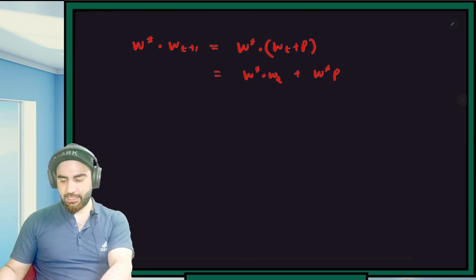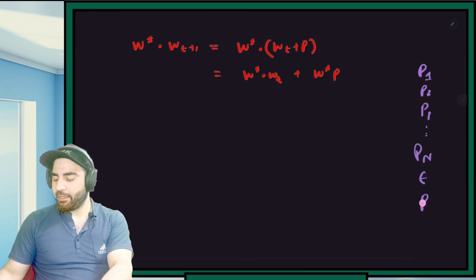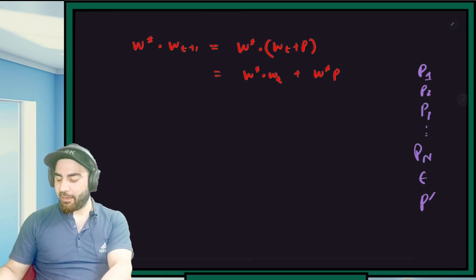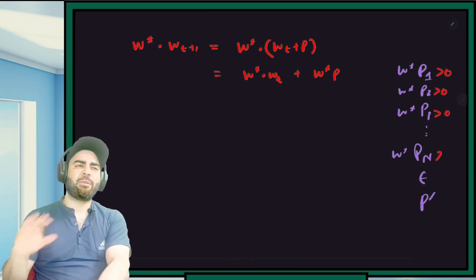Now I'll just do one more thing. So now I have these P_i's. I have P1, P2, all of these belong till Pn. All of these belong to that P dash. If I multiply them with W star, as all of these are positive points, all of these will be greater than 0. All of them. But there will be some least point.